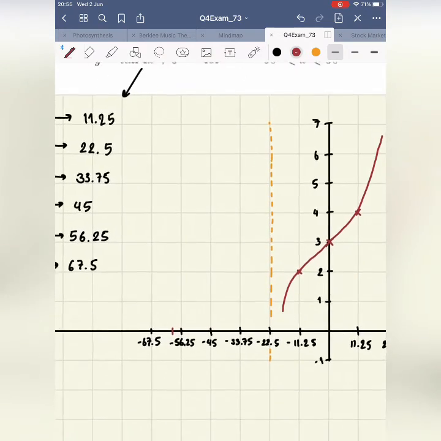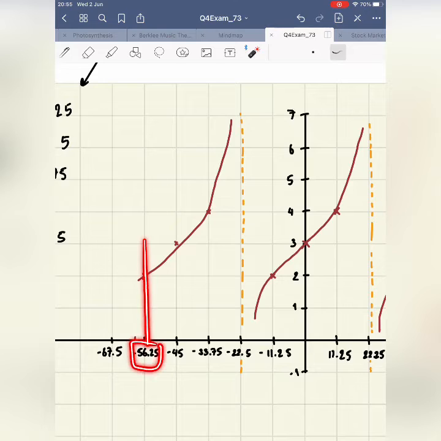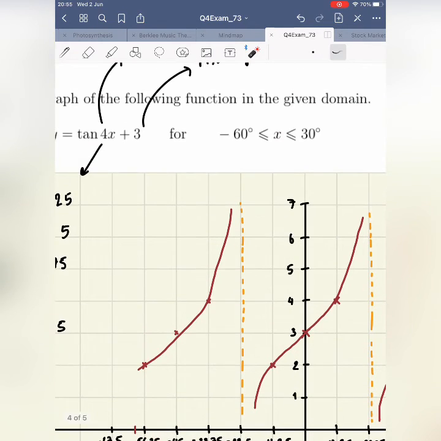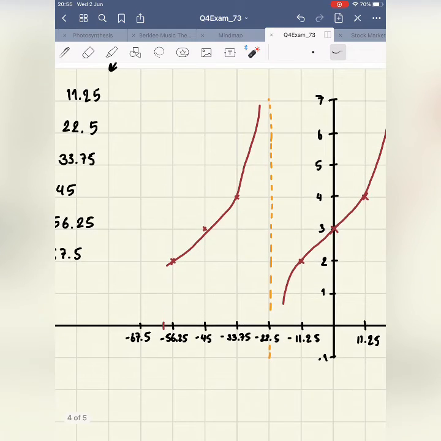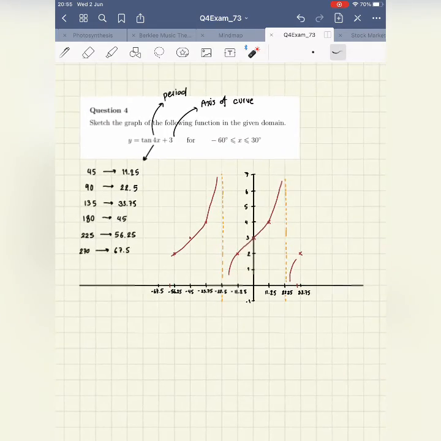And starting over again, we will start at the maximum point, the axis of the curve, and the minimum point. And then we will go further a little bit more because this line right here is just negative 56.25, but the question asks us for negative 60, so it's going to pass this point just a little bit. And then yeah, we have it, our graph.